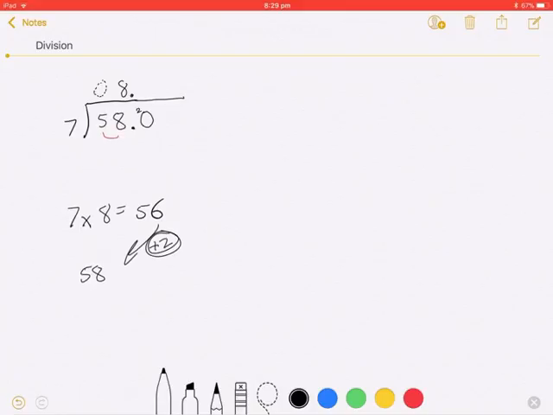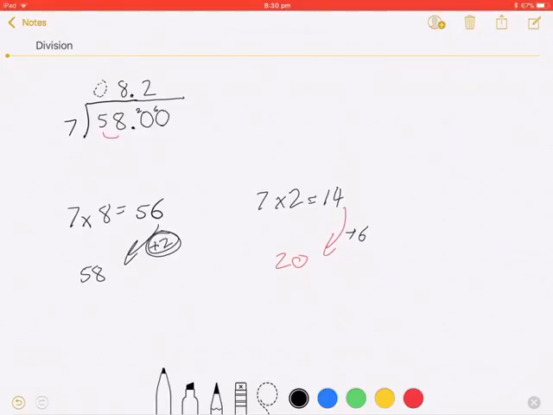So now how many 7s fit into 20? Well, I know 2 7s are 14, 3 7s are 21, so I don't have enough. So 2 7s are 14. 7 times 2 equals 14. But I've got 20. So how many more do I need to add to 14 to get to 20? 6. Yep, 14 plus 6 is 20. So I put another 0 now, and I put my leftover 6 there.